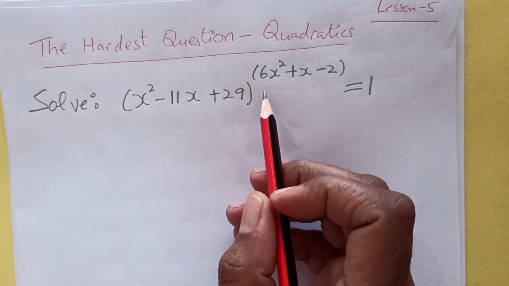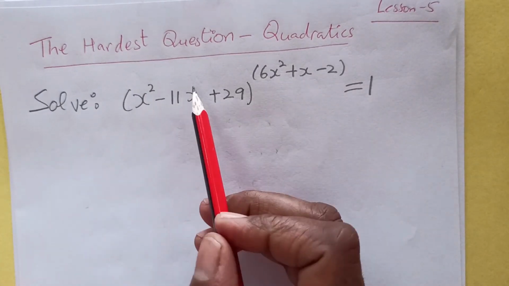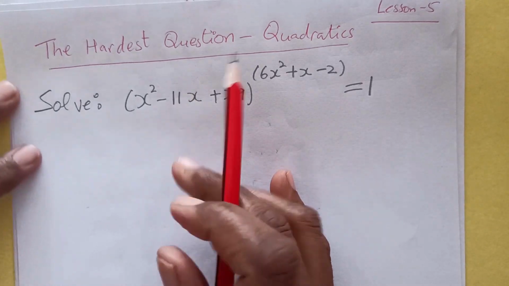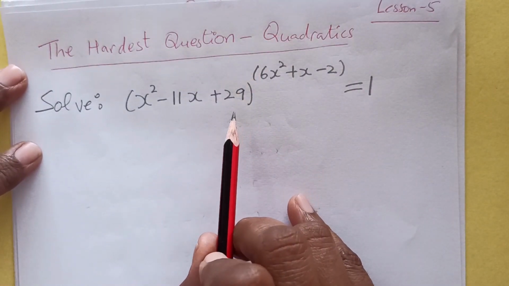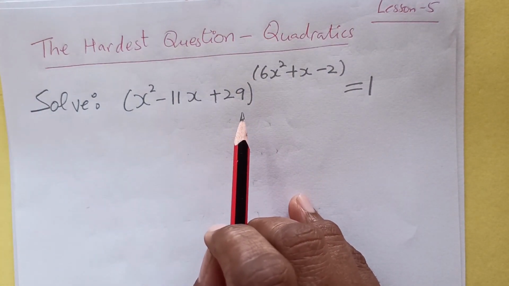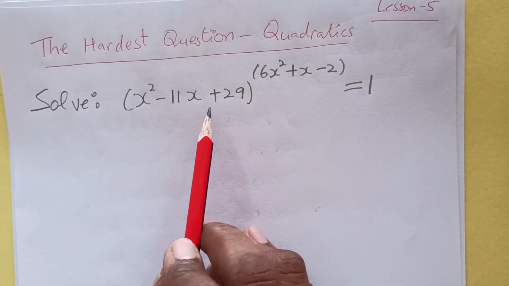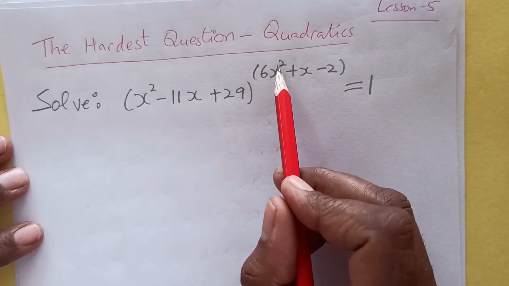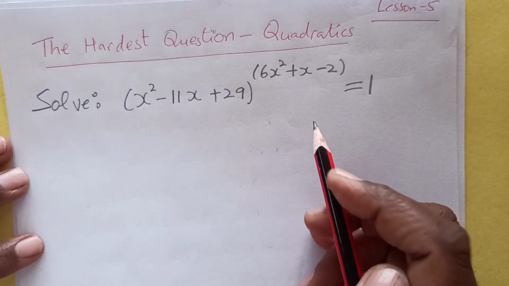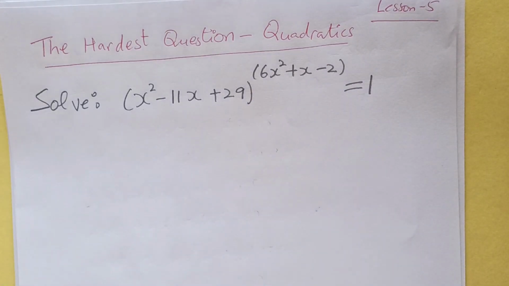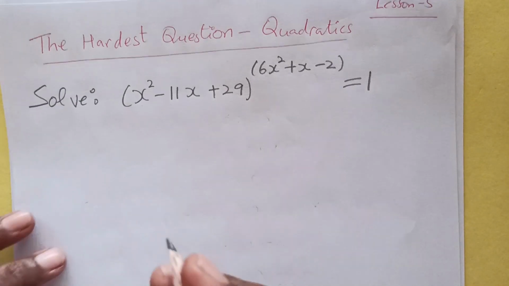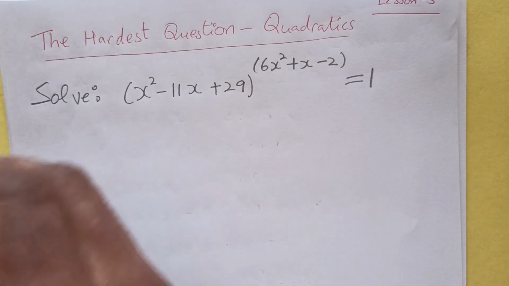Welcome guys to another video on quadratics. I'm taking here the trickiest question that I found in quadratics. So here is the question: (x squared minus 11x plus 29) power (6x squared plus x minus 2) equals 1. Now we can't find directly the solution of this. There are different cases arising here.